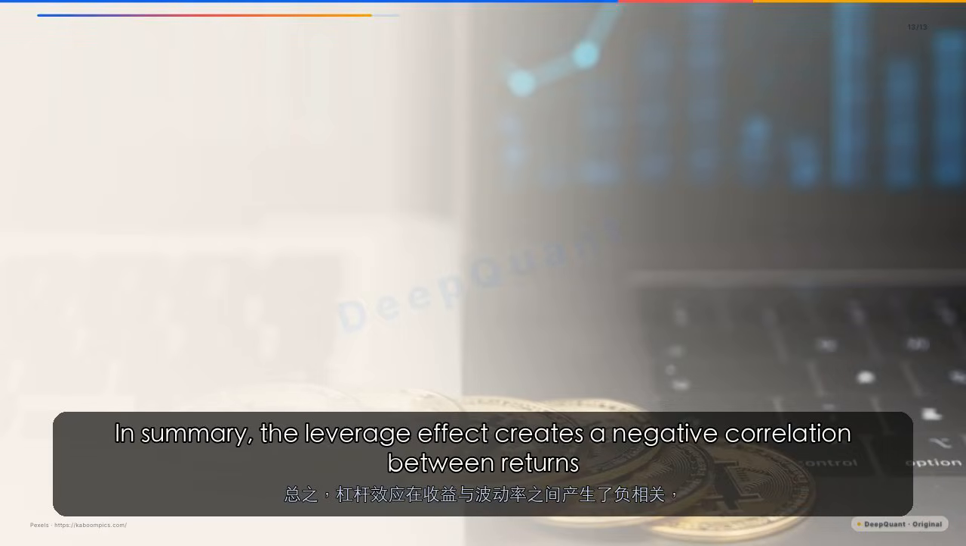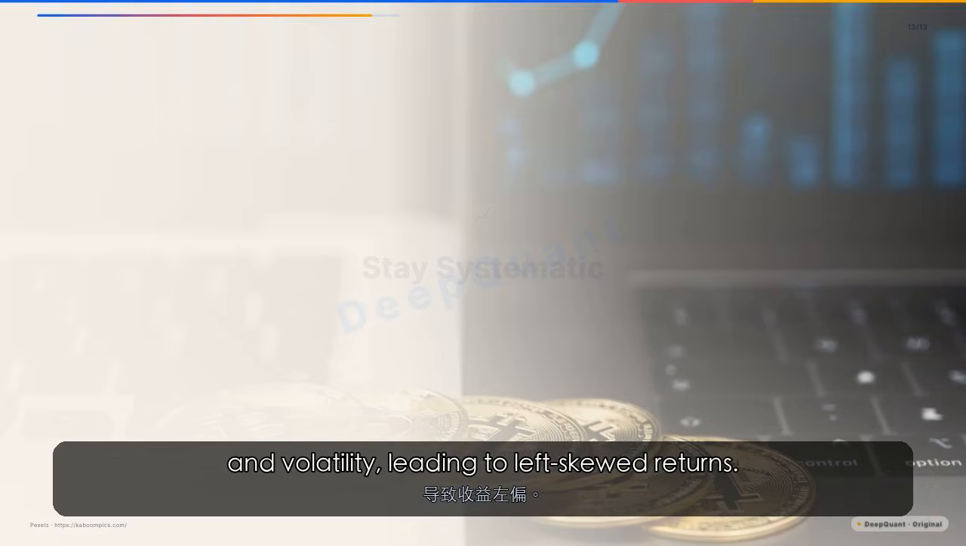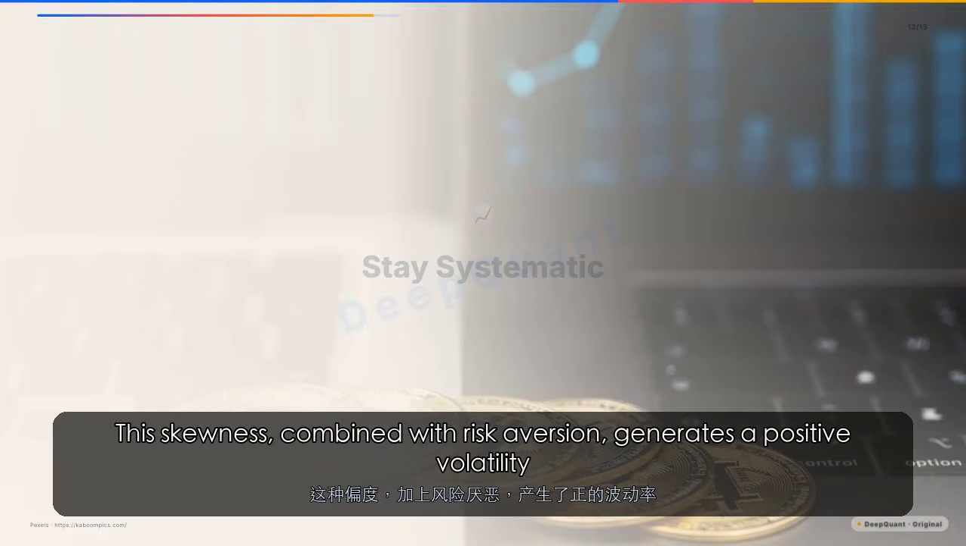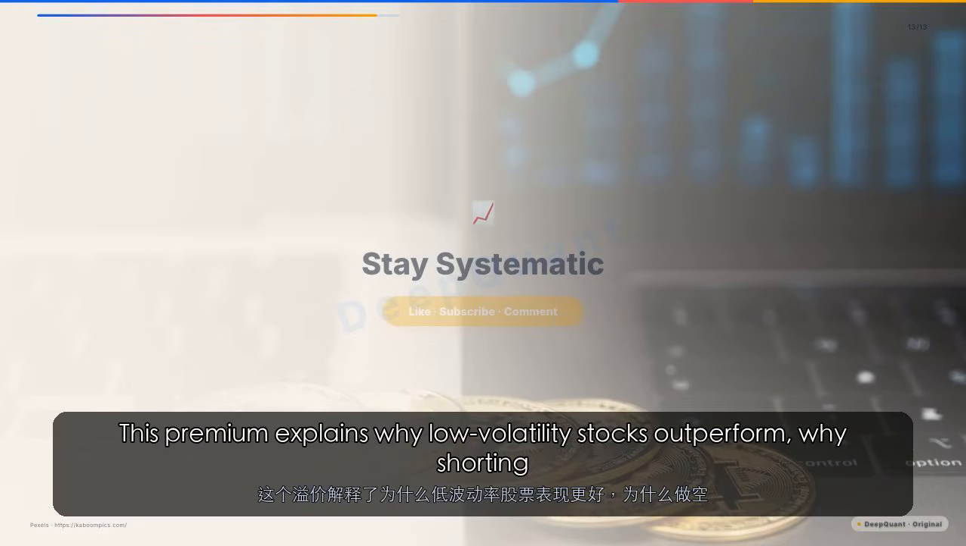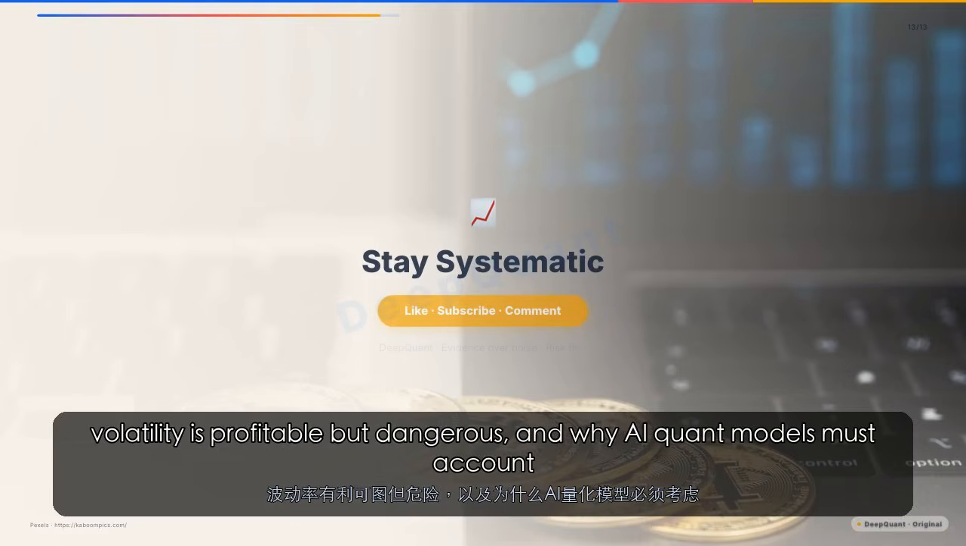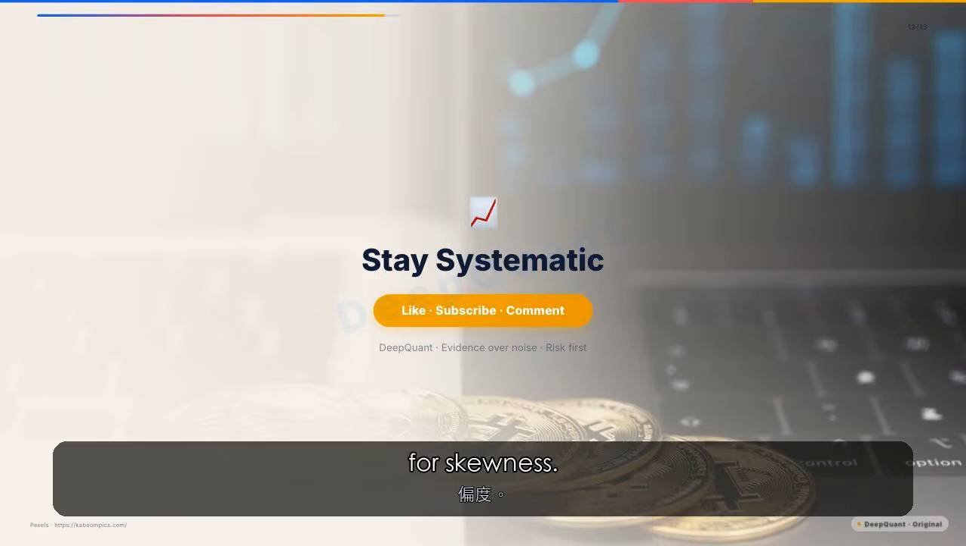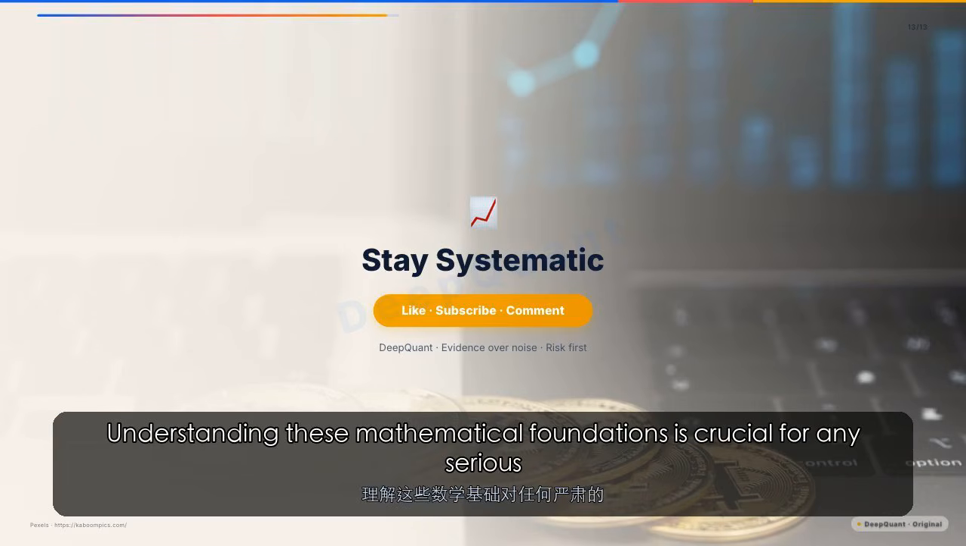In summary, the leverage effect creates a negative correlation between returns and volatility, leading to left-skewed returns. This skewness, combined with risk aversion, generates a positive volatility risk premium. This premium explains why low-volatility stocks outperform, why shorting volatility is profitable but dangerous, and why AI quant models must account for skewness. Understanding these mathematical foundations is crucial for any serious investor or quant.